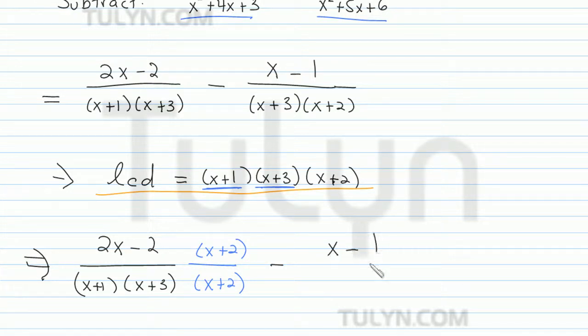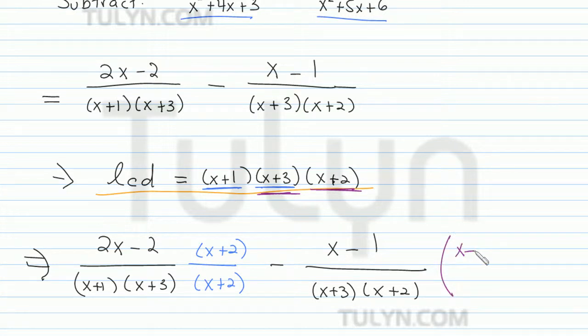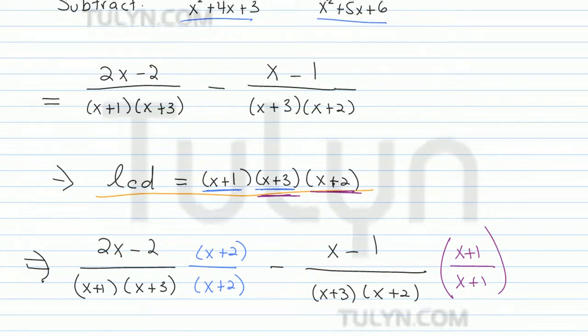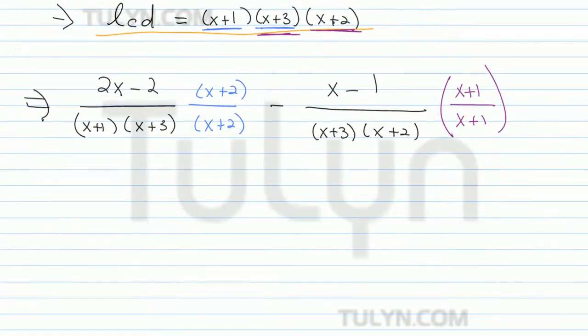So now for the second one, we have an x plus 3 and an x plus 2, but no x plus 1. So here we do the same thing, but with x plus 1. We multiply the numerator and the denominator of the expression by x plus 1. So now, let's combine.